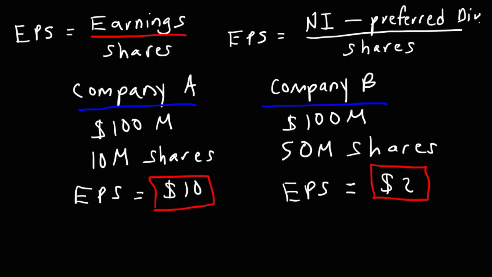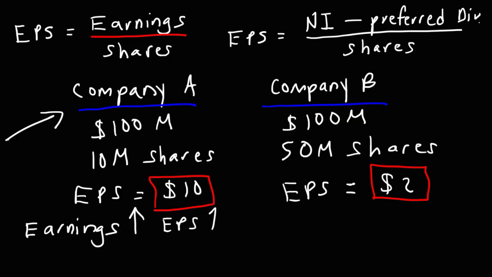So if everything else is equal between these two companies, it looks like Company A is a better deal because the earnings per share is higher. Now it's important to know that as the earnings of a company increases, the earnings per share will increase as well because they're making more money. These two are directly related. Now, as the number of shares outstanding increases, the EPS value, the earnings per share, will decrease. These two quantities are inversely related.